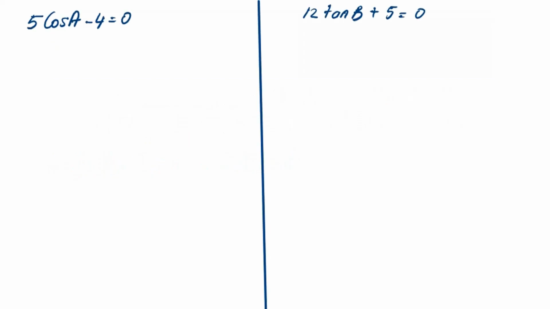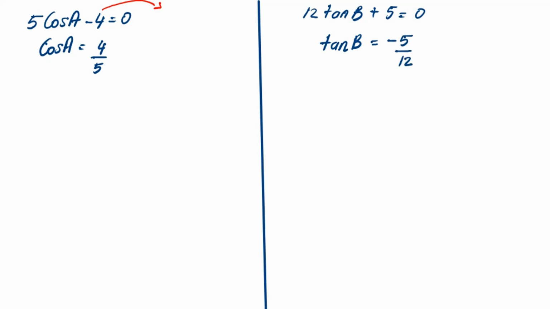All right. From here, what we need to do is we need to isolate your cos of A on your left-hand side, right? And we also need to isolate your tan of B on your right-hand side, right? So let's just do that. Okay. So what I basically did here, I moved your negative 4 to your right-hand side. It becomes a positive, and I divided by the 5 so that it cancels on the left-hand side. So your cos of A is equal to 4 over 5. Let's go on to your right-hand side. Okay. Same thing here. Tan of B is equal to negative 5 over 12, right?